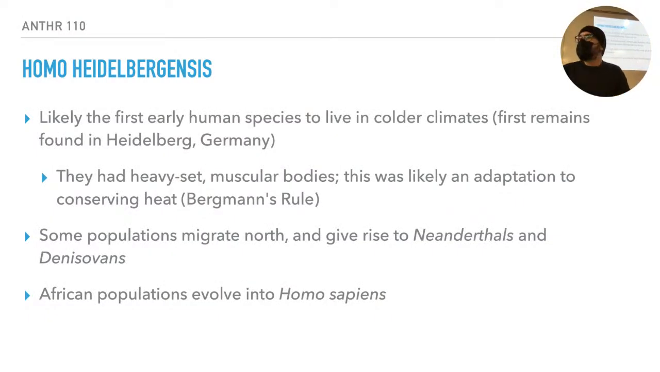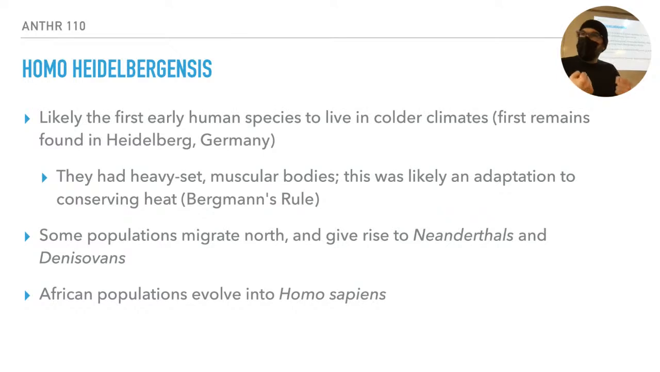Homo heidelbergensis is important because of a few things. Number one, they are probably the first early human to live in colder temperatures, right? So Homo erectus left Africa, but didn't really go north, right? They kind of followed that southern coast into India, and they mostly stayed in reasonably warm temperatures. Homo heidelbergensis goes off and finds colder temperatures to live in, right? And so you can see here the first specimen of this species was found in Germany, in Heidelberg, Germany. And so Germany, at that time, would have been colder, right? It would have had an actual winter.